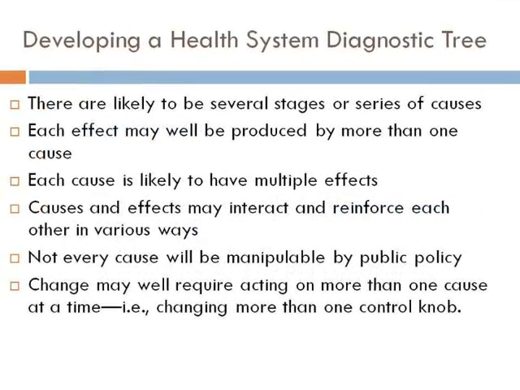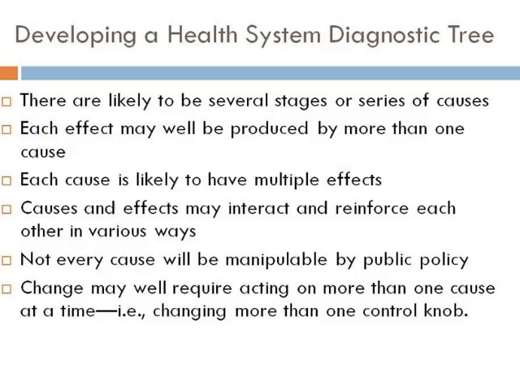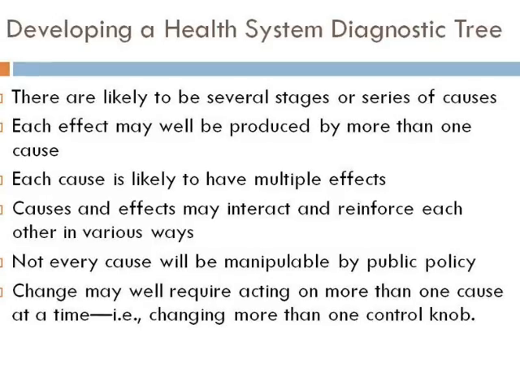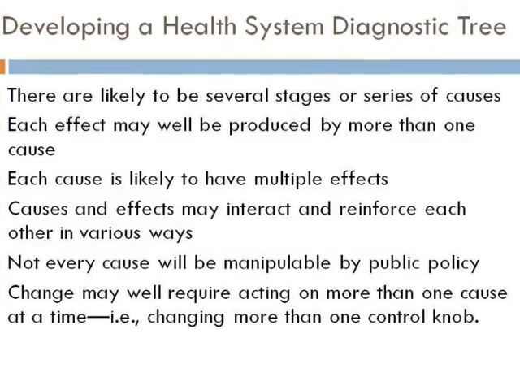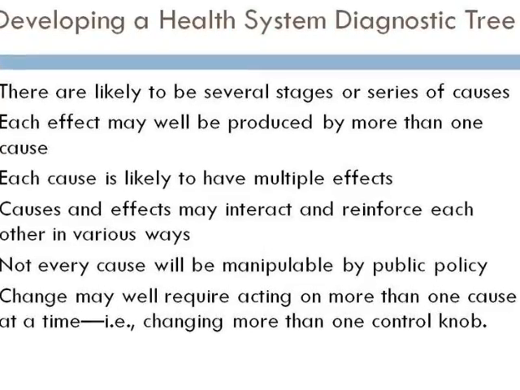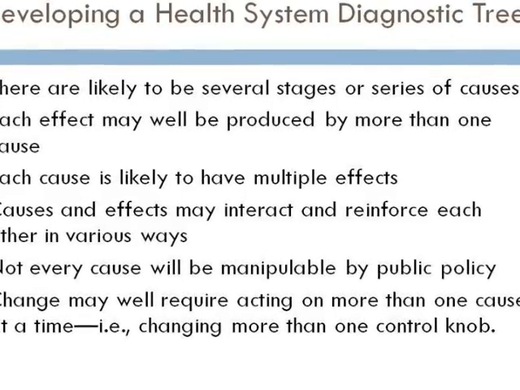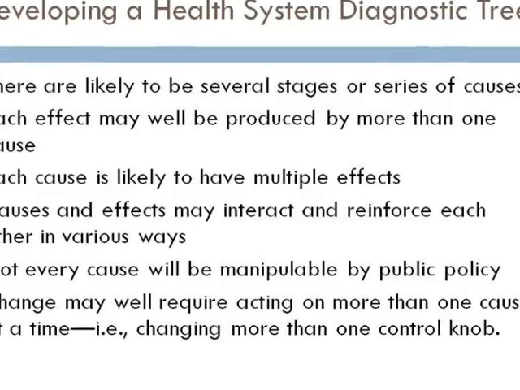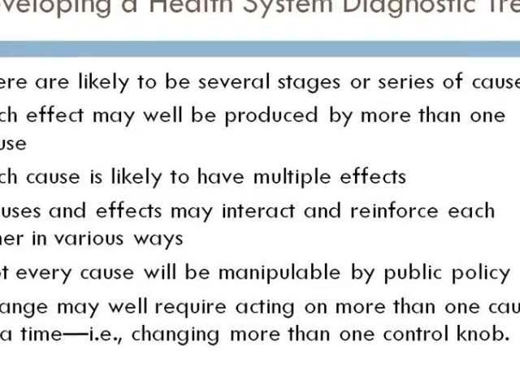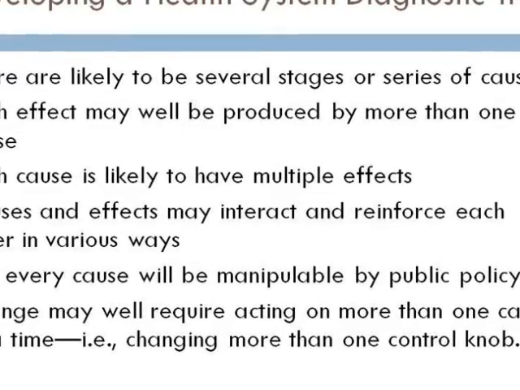A few assumptions have to be made when developing a health system diagnostic tree. There can be several stages or series of causes involved in a particular problem, or each effect may well be produced from more than one cause. Each cause is likely to have multiple effects, and causes and effects may interact and reinforce each other in various ways. So there may be multiple ways the causes and effects interact with each other and can cause more problems, and the effect can stem from many other causes.